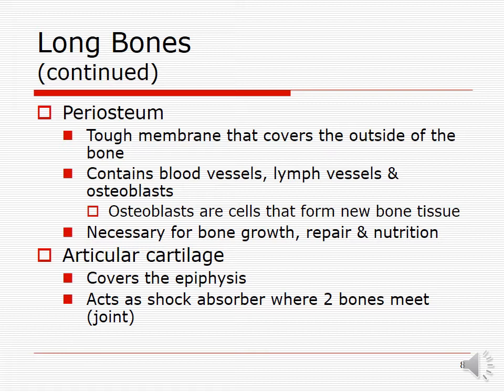Anyway, so that articular cartilage covers the epiphysis. The epiphyses are the ends of the bones. And the cartilage is really important because it helps to act as a shock absorber where the two bones are meeting. And again, where two bones meet, that is called a joint.